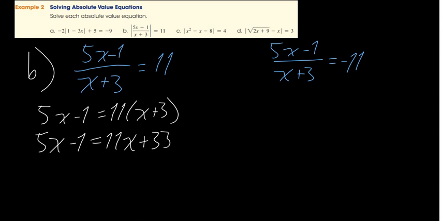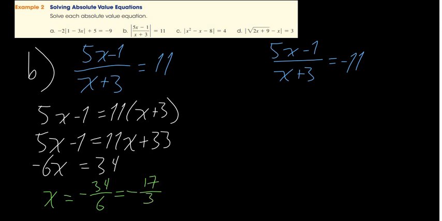Okay, so let's try this again. Same procedure, but I'm going to put the x on the left side. So let's do negative 6x, because I'm going to end up putting the x on the left side anyways, and that's going to be equal to 34. That makes it easier to see now. If we divide both sides by negative 6, we're going to end up with x equal to negative 34 over 6, which can be reduced down to negative 17 over 3.